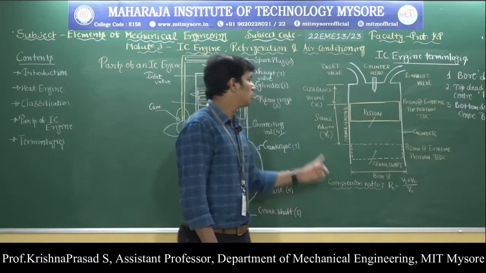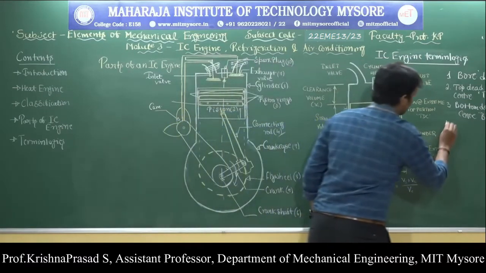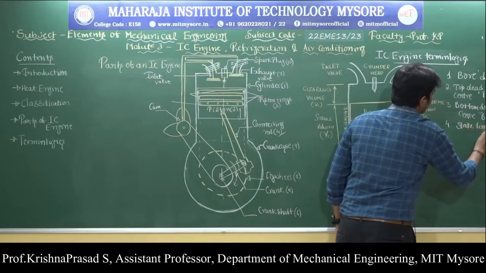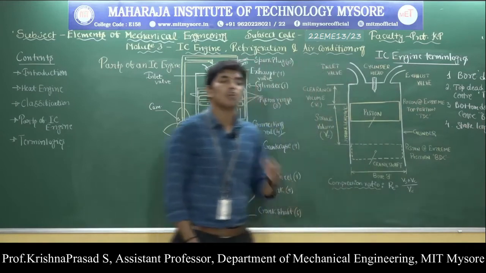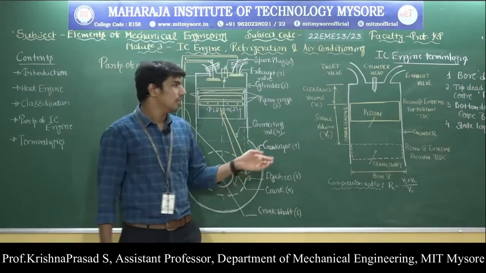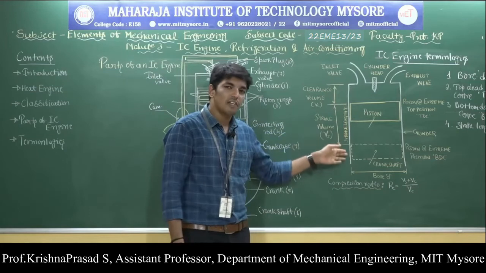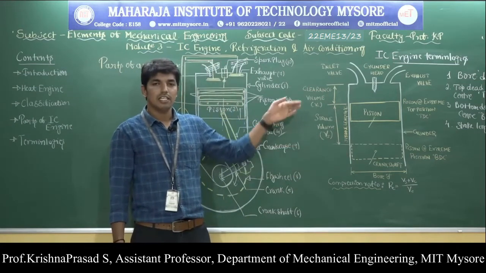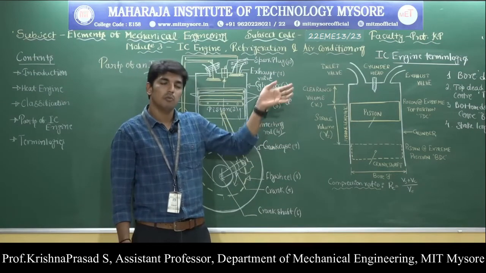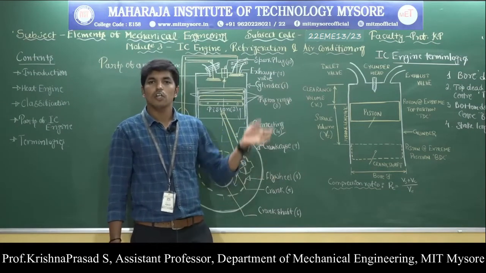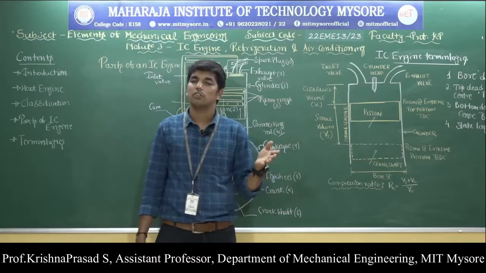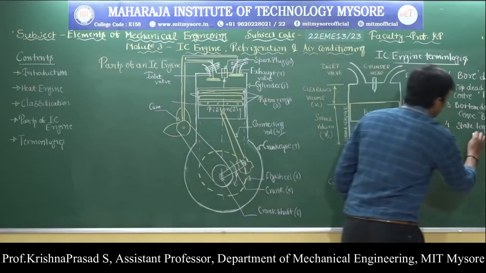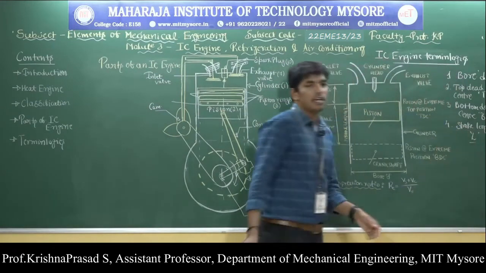Next, the fourth one: what is meant by the stroke length? Stroke length, or stroke, is the linear distance travelled by the piston when it moves from TDC to BDC. That means the linear distance travelled by the piston from top dead center to bottom dead center during the suction stroke, compression stroke, power stroke and exhaust stroke. That is called the stroke length, and it is usually denoted by capital L.